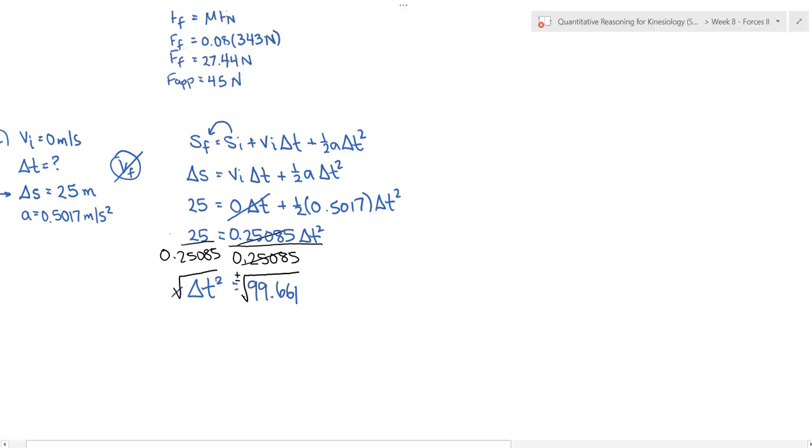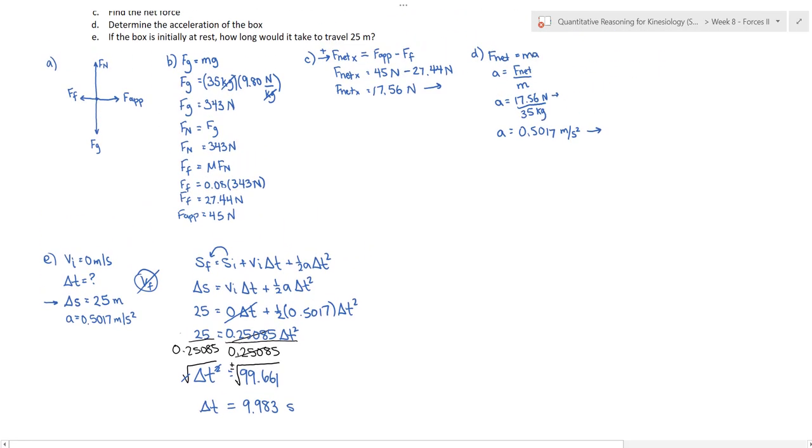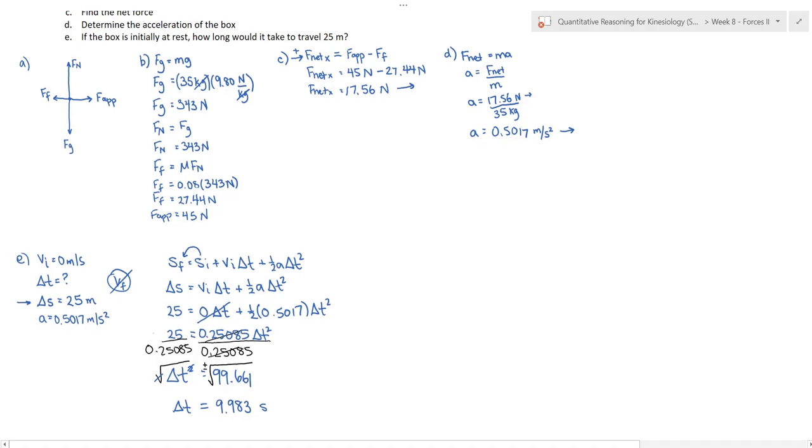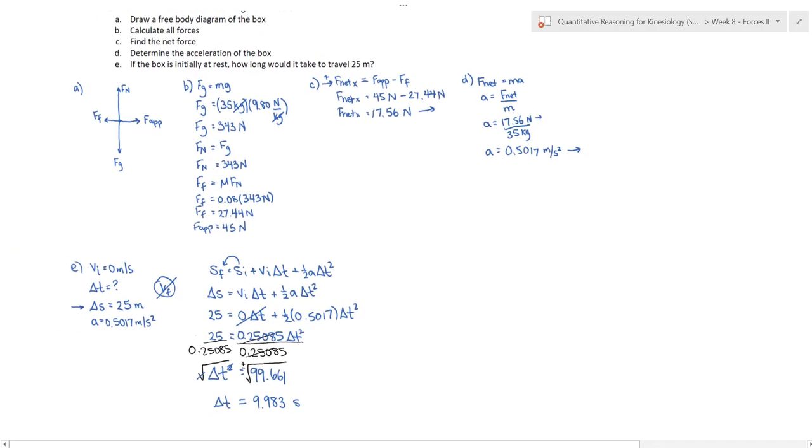So when I square root delta t squared, those two cancel, and I'm just left with delta t is equal to the square root of 99.661, and I get plus or minus 9.983. Okay, but now remember that this is time, and there's no such thing as negative time. So I'm not even going to put in the minus at all. I'm just going to write delta t, the change in time is 9.983, and I'll put in the units, seconds. Okay, so the question was asking how long would it take to travel 25 meters, and the answer is 9.983 seconds. All right, so that was question 1.